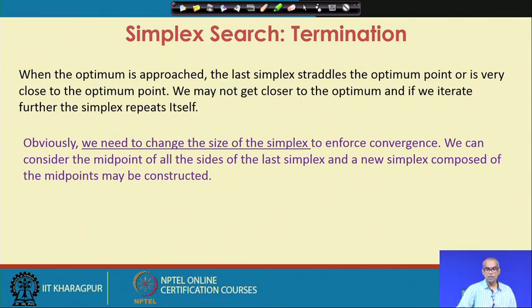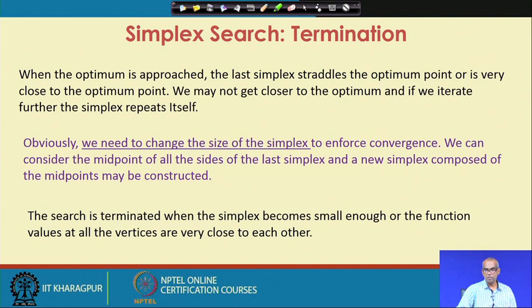We can consider the midpoint of all the sides of the last simplex, and a new simplex composed of the midpoints may be constructed. That means we can reduce the size of the simplex to half, consider the midpoint of all the sides and then get a regular simplex whose size is half the original simplex. The search is terminated when the simplex becomes small enough or the function values at all the vertices are very close to each other.